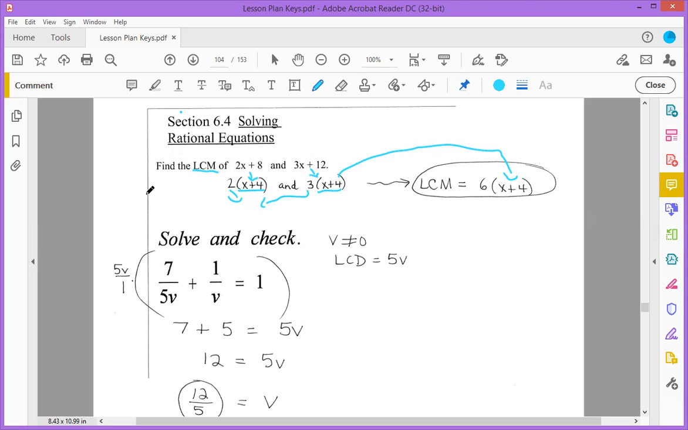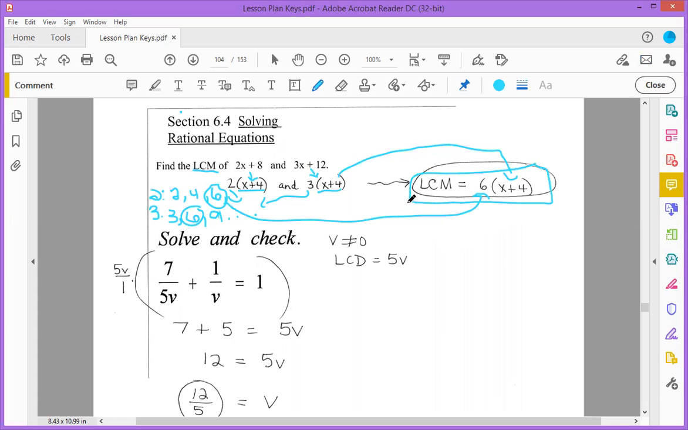And what that means is we have to list multiples of 2 and multiples of 3. So we would multiply 2 times 1, 2 times 2, 2 times 3, and then we keep going, listing multiples of 2. You do the same thing with 3. 3 times 1, 3 times 2, 3 times 3, and we would keep going. What we're looking for is the smallest multiple that we have in common, and in this case, it would be 6. Therefore, we include 6 along with x plus 4 as our LCM.